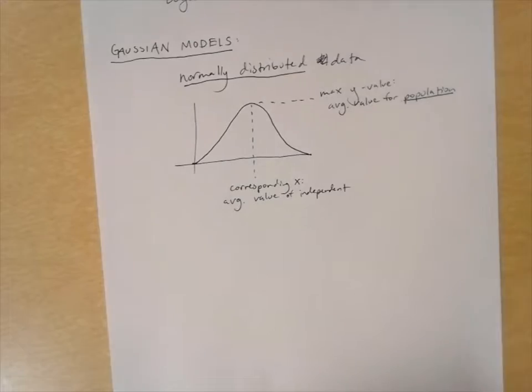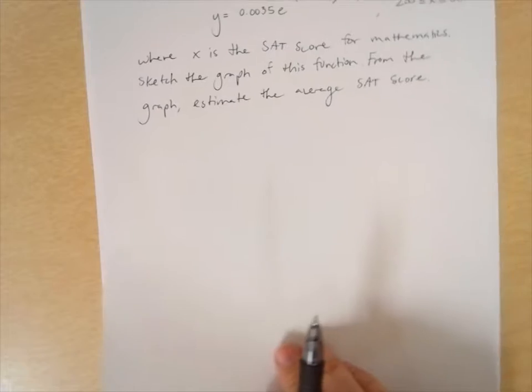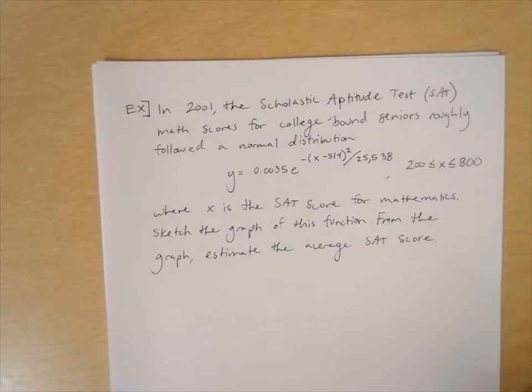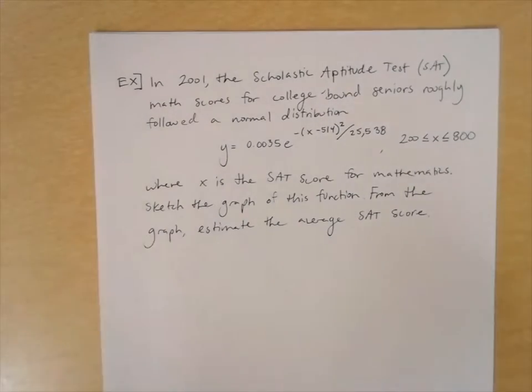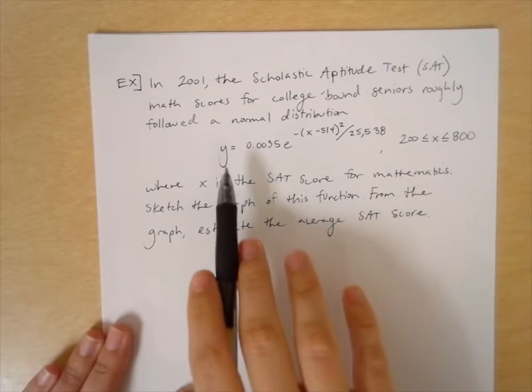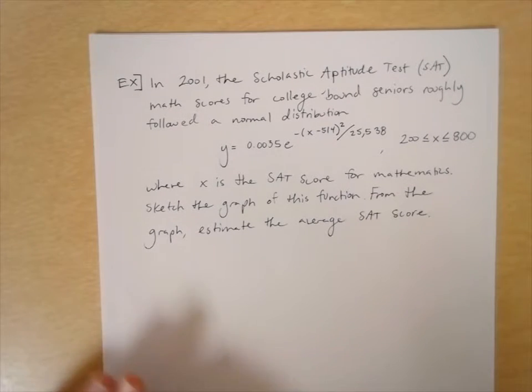Alrighty. So I've got this word problem written down already. If you'd like to pause the video and get all this down, that would be a good idea. I'll just read through it really quickly. In 2001, the Scholastic Aptitude Test, SAT, math scores for college-bound seniors roughly followed a normal distribution. And here we have the model, where x is the SAT score for mathematics. And we're going to sketch the graph of this function. From the graph, estimate the average SAT score.